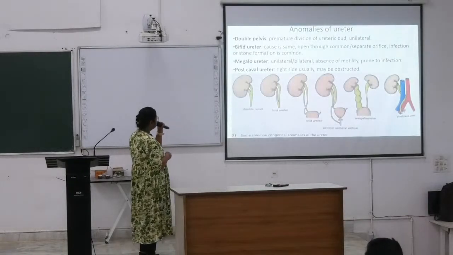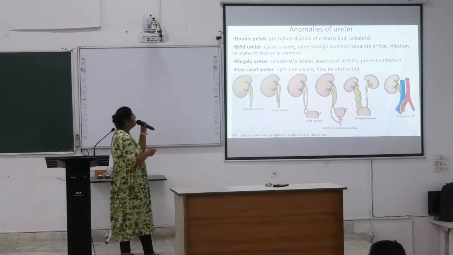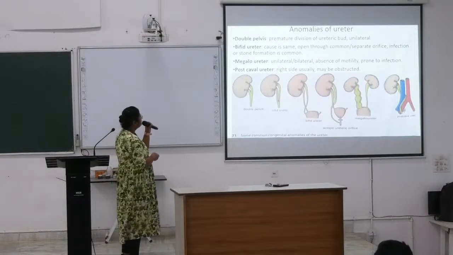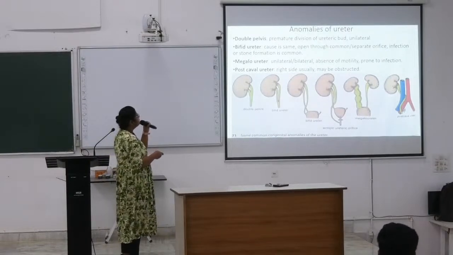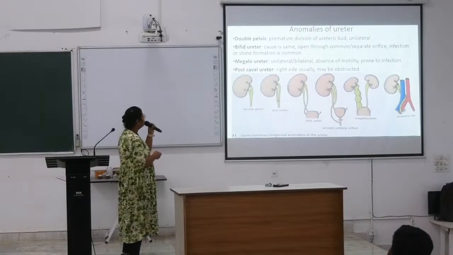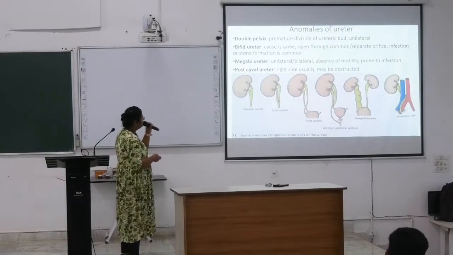Double pelvis, two pelvis are present. Premature division of the ureteric bud, unilateral. Bifid ureter, this is bifid ureter, causes same, open through a common or separate orifice, infection and stone formation is common. Megaloureter, this is bifid ureter, two openings, it is opening via two openings.